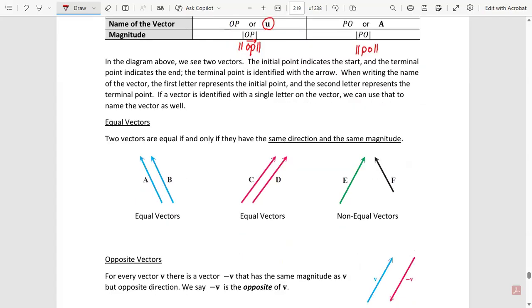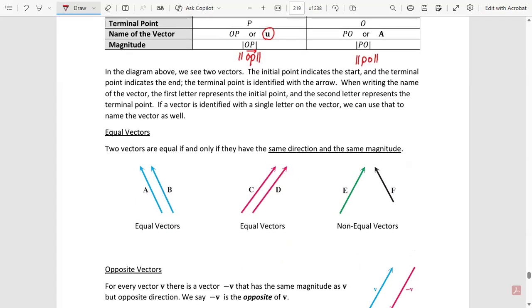Two vectors are equal only if they have the same direction and the same magnitude. If you look at this example, you will see that we have two vectors with the same length and in the same direction, which means they are equal. In this example also, the vectors are equal because the magnitudes are the same and they are pointing in the same direction.